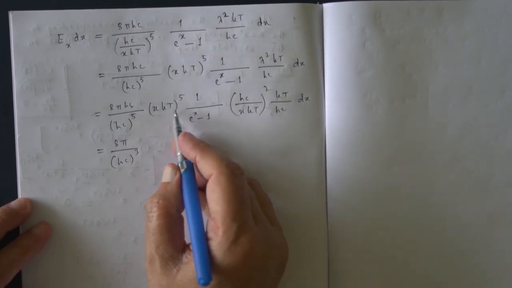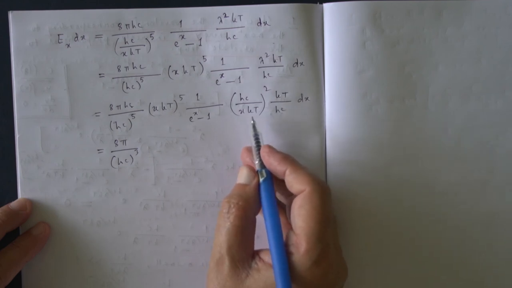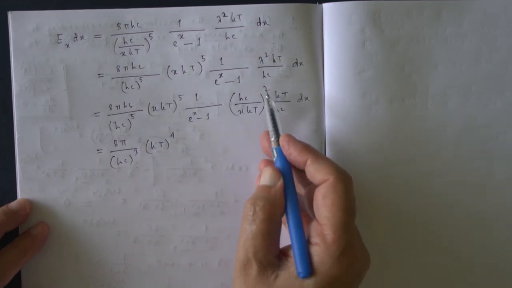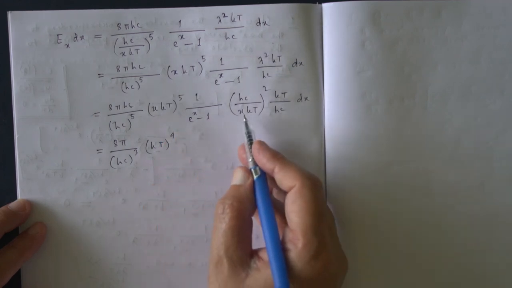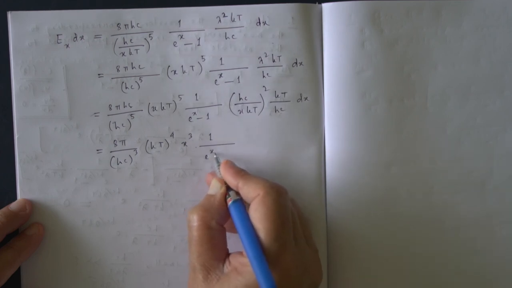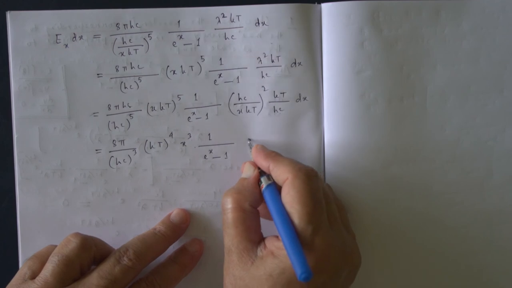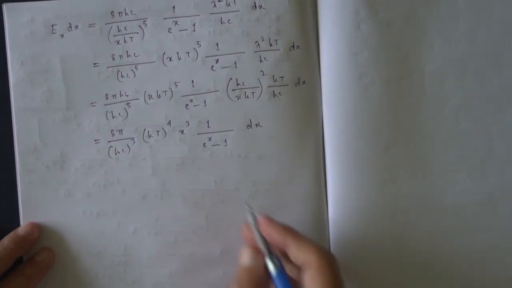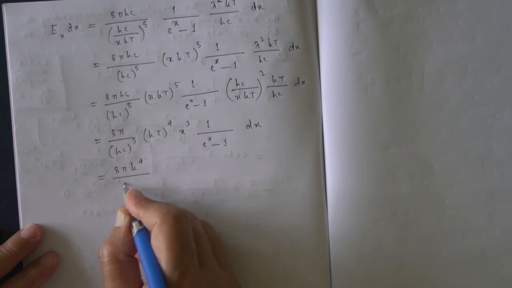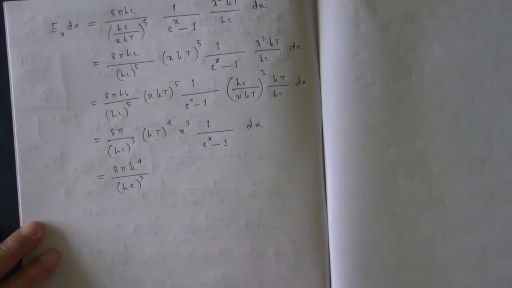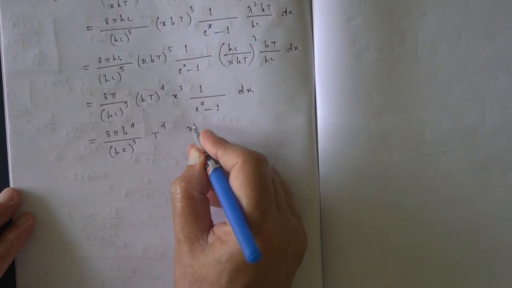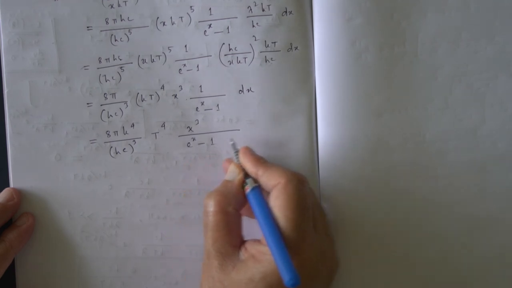Then kT square, kT to the power of 4. Then this is x square, so this is x cube, 1 by e to the power x minus 1, dx. So this is equal to 8 pi k to the power 4 by hc cube, T to the power 4, integral of x cube by e to the power x minus 1 dx.